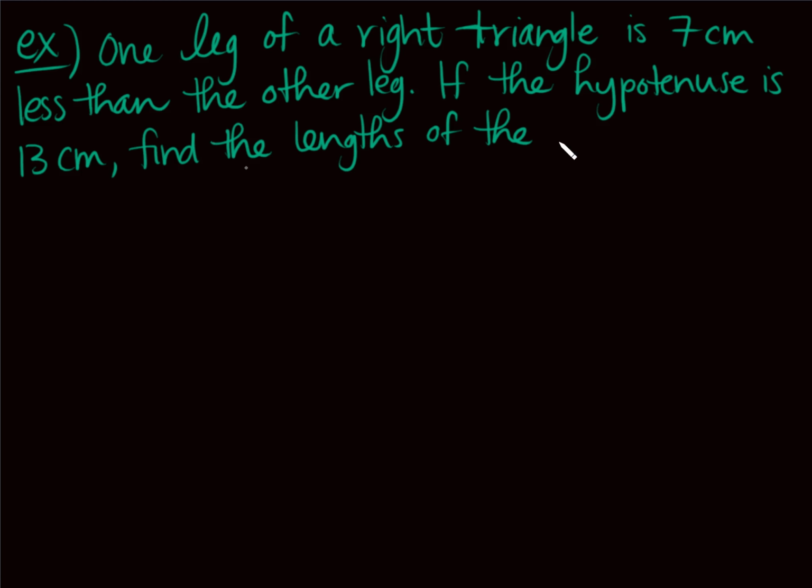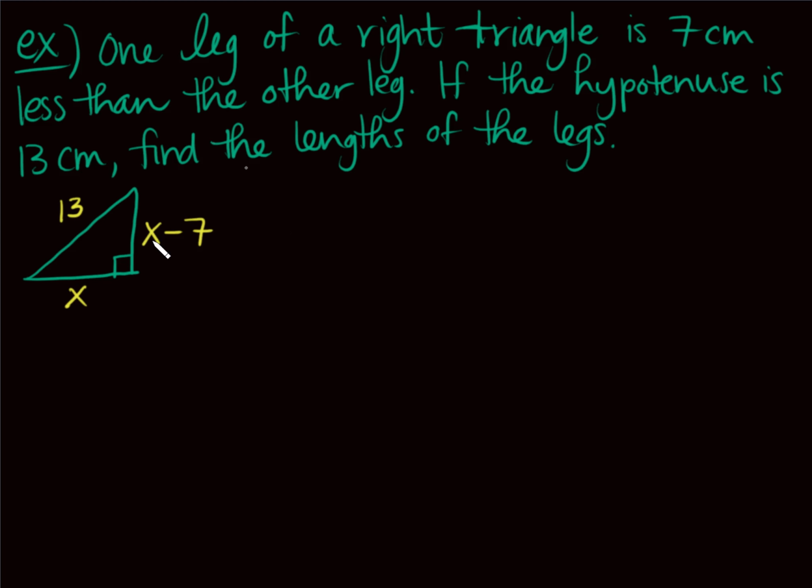Sorry, my handwriting is a little sloppy. Okay, so one leg of a right triangle is 7 centimeters less than the other leg. If the hypotenuse is 13 centimeters, find the lengths of the legs. Let's draw a right triangle. Pretend that this is a right triangle. All right, and let's label this guy. So if this is 13, right, and let's say this is x, one leg of a right triangle is 7 centimeters less than the other leg. So if this is my one leg, this guy is 7 centimeters less than that. 7 centimeters less than that leg right there. I hope that makes sense why I have that x minus 7.